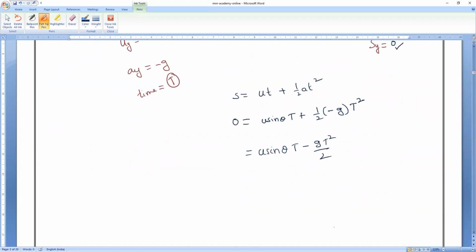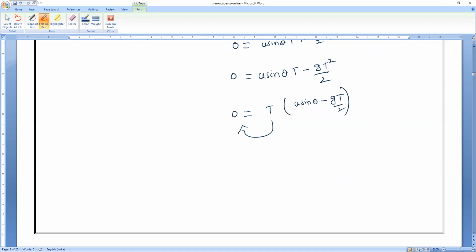Yes, sir. Now in both terms, something is common. Can I take it out? T is common, so T is constant. Now this equals 0. Here nothing is there in 0, so it turns into u sin theta minus gT by 2. T will come to this side. 0 by anything is 0. So u sin theta is equal to gT by 2. Am I right? Now the 2 will come to this side, so it turns into 2u sin theta equals gT. Now capital T is equal to 2u sin theta by g.